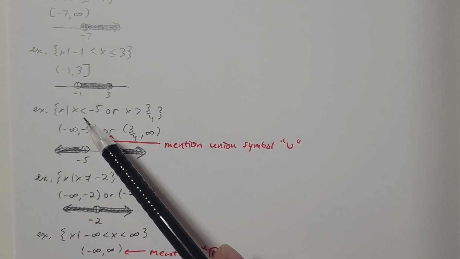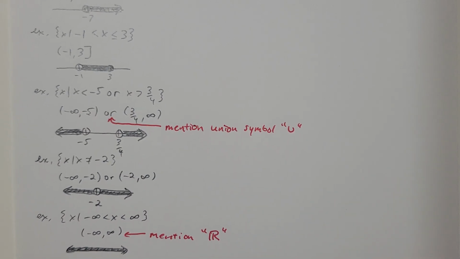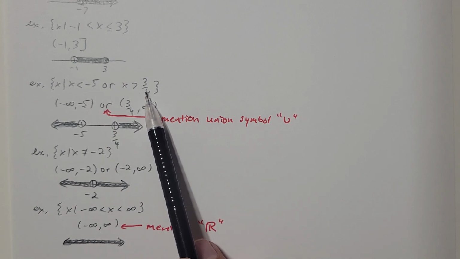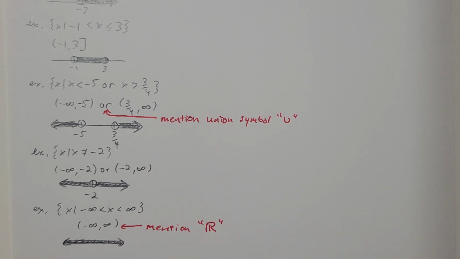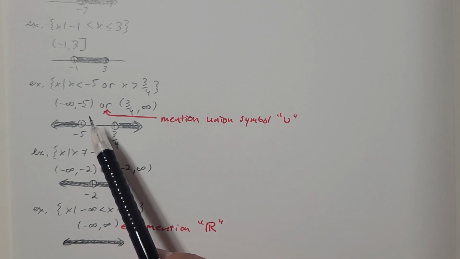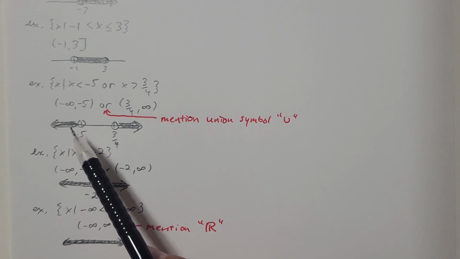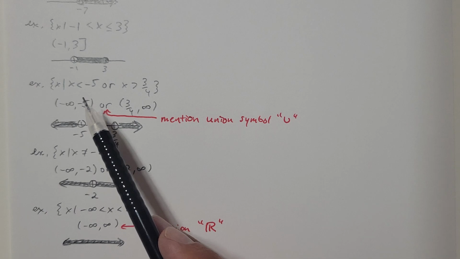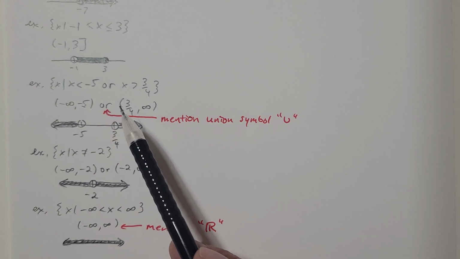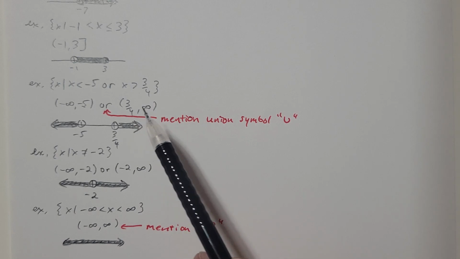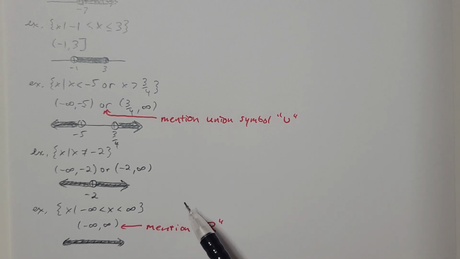Okay, here's another example. What if I had the set of all numbers x such that x is less than -5 or x is bigger than 3/4? As an interval, anything less than -5 means I'm heading out towards negative infinity. I'll say negative infinity comma -5. I got parentheses on both ends, right, because I don't have a less than or equal to. Or anything bigger than 3/4 means I'm heading out towards infinity. And so I'd say 3/4 to infinity, and parentheses at both ends there as well.